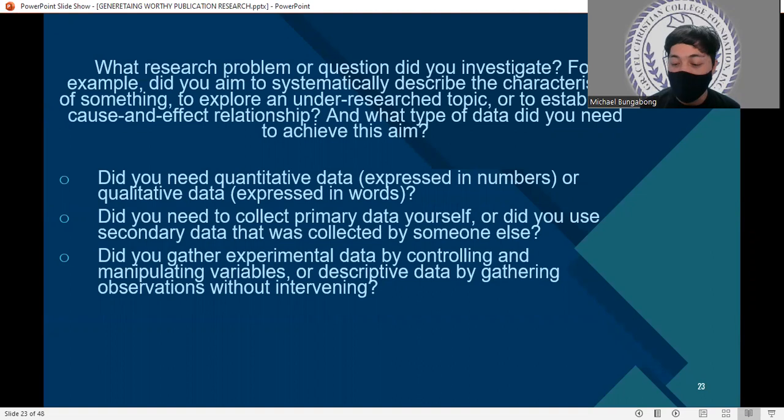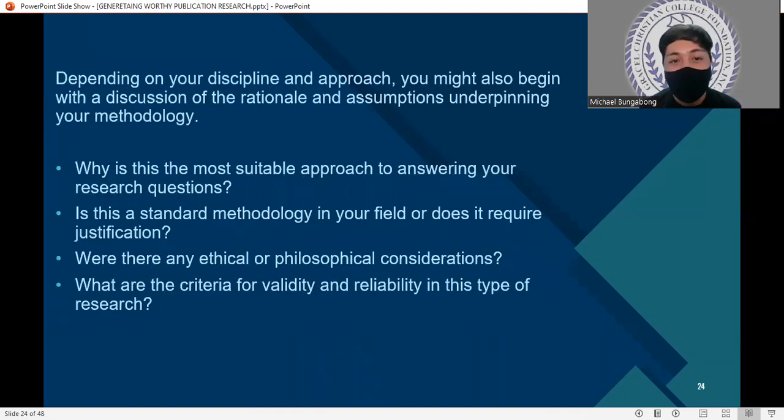I hope you see the three bullets in there. Now, depending on your discipline and approach, you might also begin with a discussion of the rationale and assumptions underpinning your methodology. Consider these questions: why is this the most suitable approach in answering a research question? Is this a standard methodology in your field, or does it require justification? And what are the criteria for validity and reliability in this type of research? Again, you will come up on your own with what method you are going to use.